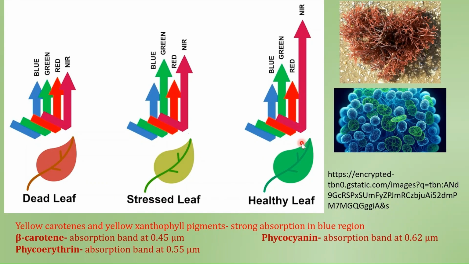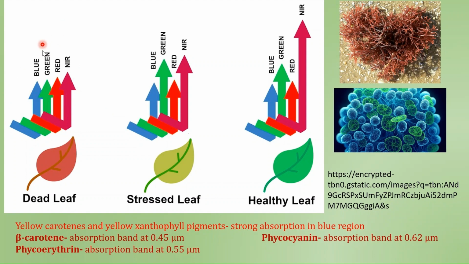Here in this diagram we can see three conditions. One is the healthy leaf, second is the stressed leaf, and third is the dead leaf. So in a healthy leaf we have high reflectance in the green and very high reflectance in the NIR. But when the plant is under stress, we can see that there is a decrease in the reflection in the NIR range. And when we have senescence of the leaf, meaning when the leaf is dead, in that case we can see that all the wavelength ranges are equally reflected from the leaf.